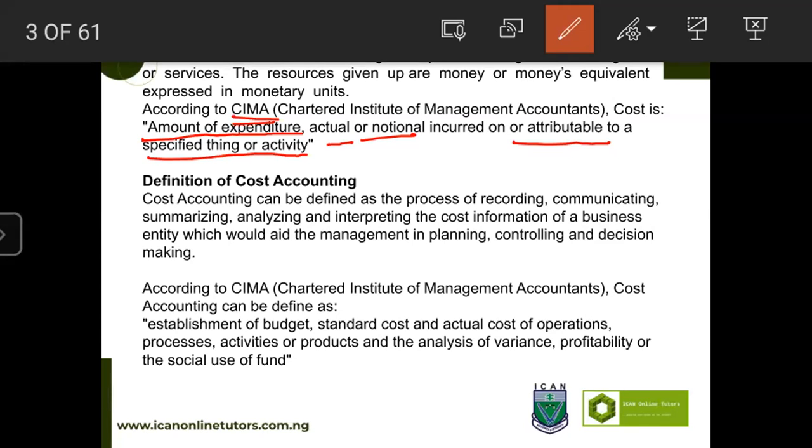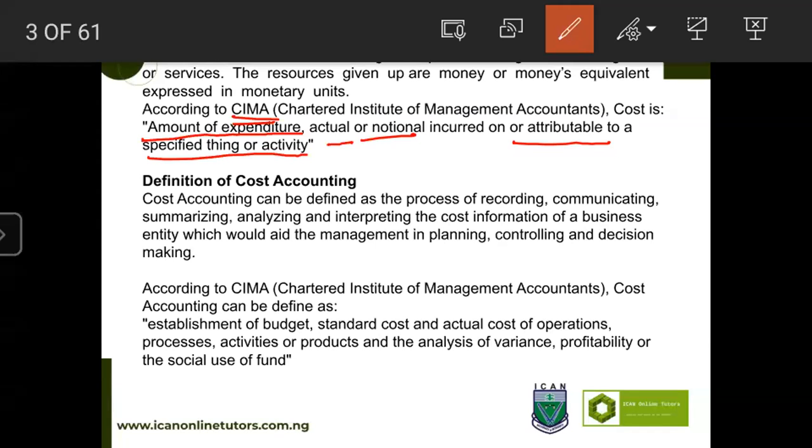Without waste of our time, we have looked at cost and we have known what cost is. Cost is the total amount of resources that we actually sacrifice or that is being forgone because we want to achieve an objective. The amount of resources that you forgo just for you to achieve your objective is what we call cost.